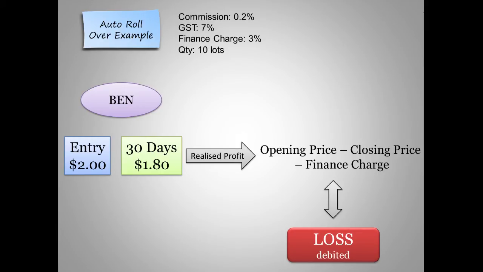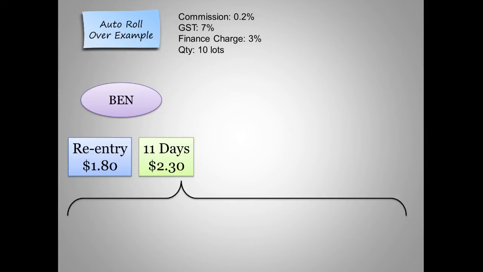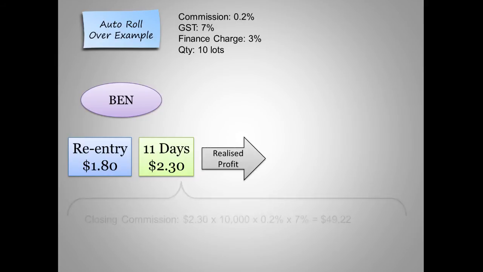Ben's position is re-entered based on the closing price of the 30th day, in other words, at $1.80. This would then be his renewal process. Once again, when Ben closes his position 11 days later, his final fees are then charged inclusive of the closing commission fees. His net profit or losses is then calculated based on the new entry price of $1.80.